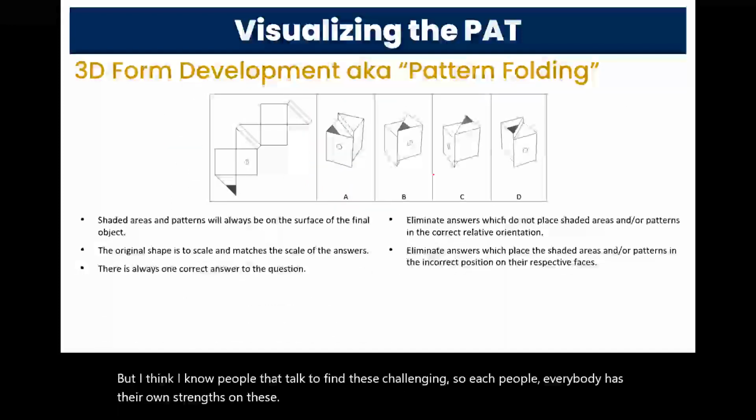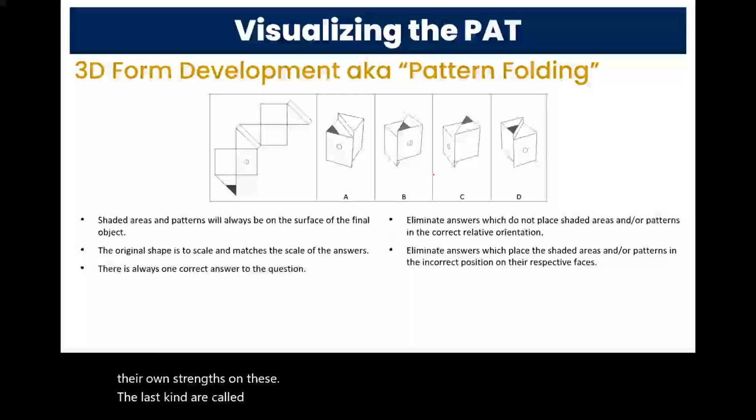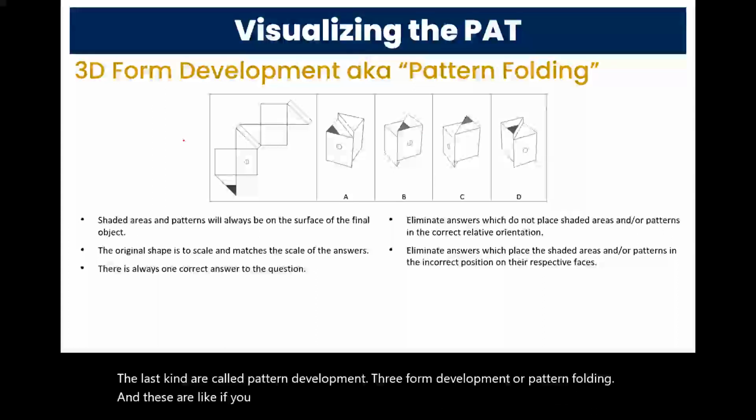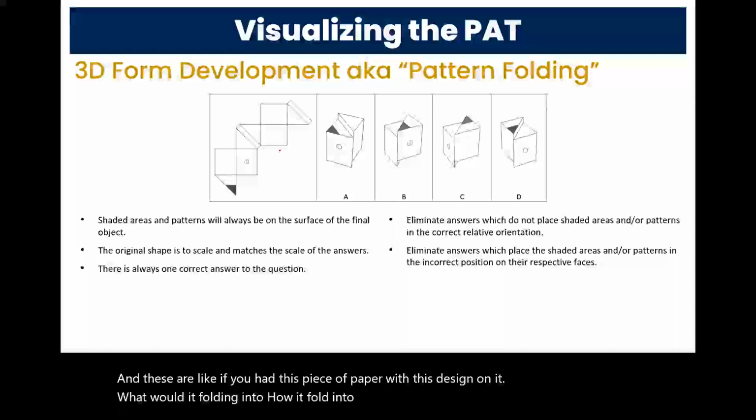The last kind are called pattern development, or 3D form development, or pattern folding. These are like, if you had this piece of paper with this design on it, what would it fold into? How would it fold into it? This is where the ever dreaded chirality will come into play.